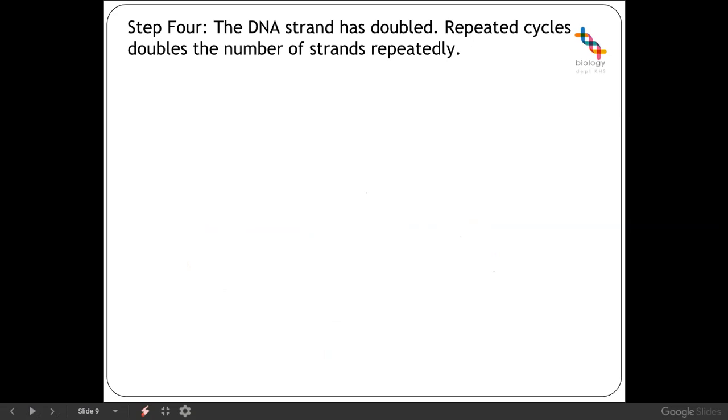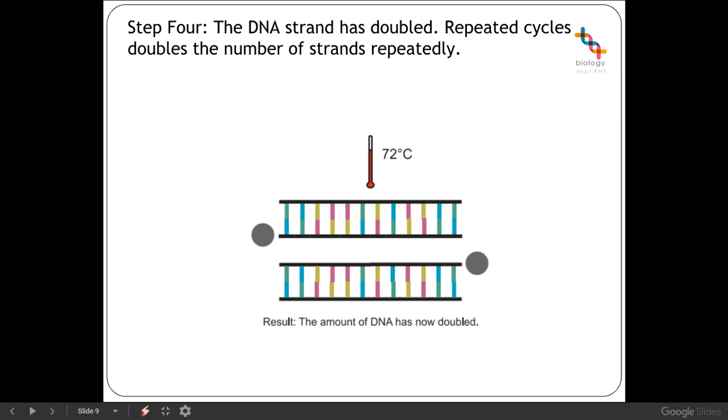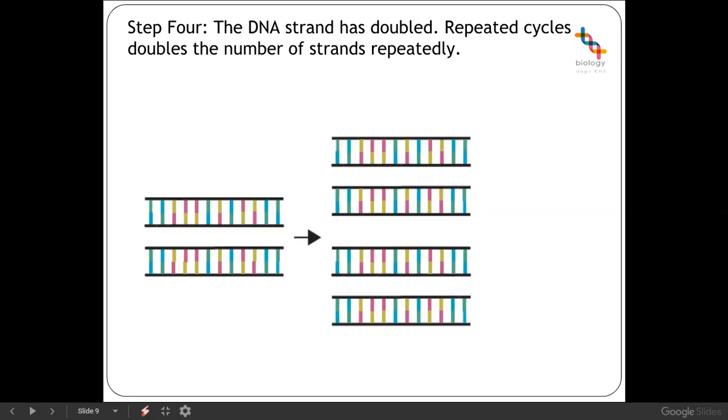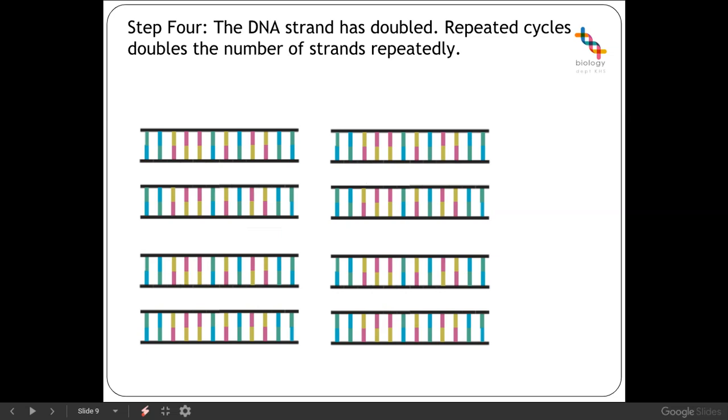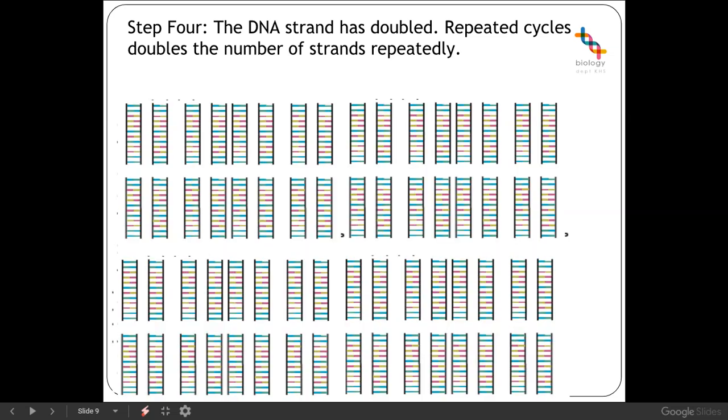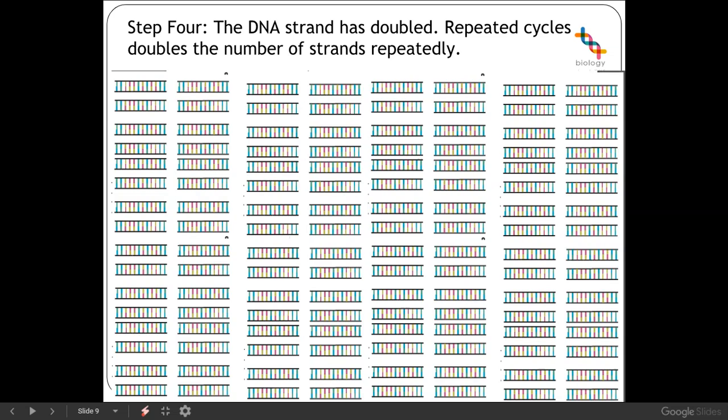So step 4 is essentially going back to step 1. We're going to repeat it over and over and over again. We've got double the DNA that we had, and we're going to go back and split those DNA molecules up and let primers anneal to them and duplicate those again and again and again, and we're going to continue to multiply our DNA strands.